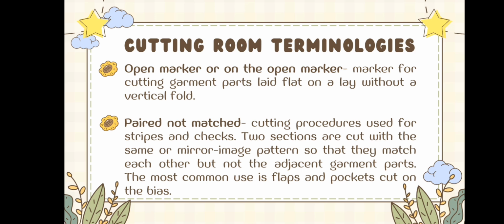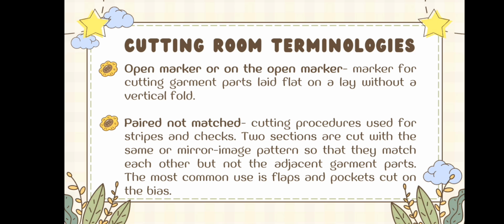Next, we have open marker. This is a marker for cutting fabric parts laid flat on a lay without a vertical fold. So a closed marker is with a vertical fold, then an open marker is without a vertical fold.